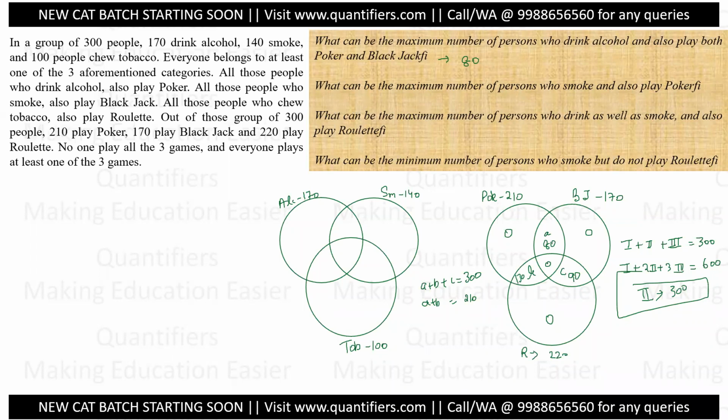How did people playing one game become zero? Because you made these two equations, right? 1 plus 2 plus 3 is 300. 1 plus 2 times 2 plus 3 times 3 is 600. When you subtracted, 1 got cancelled and 2 became 300. Now if the two-game people are 300, then the one-game people will automatically be 0. Put 300 in the first equation. The three-game people are already 0.